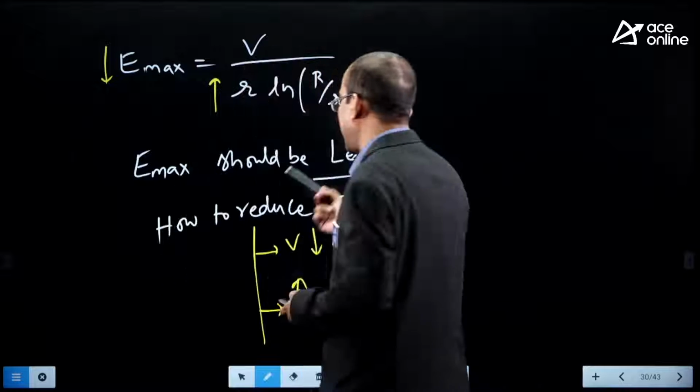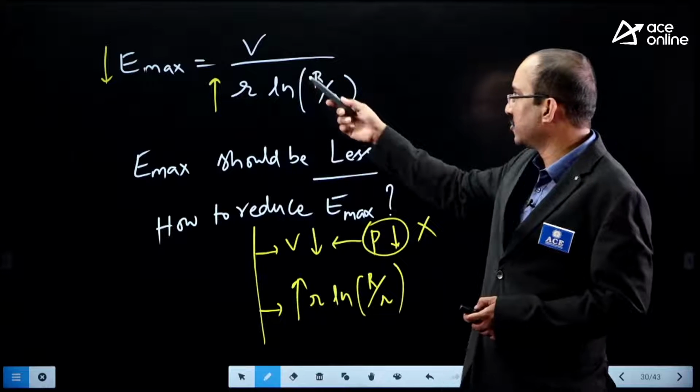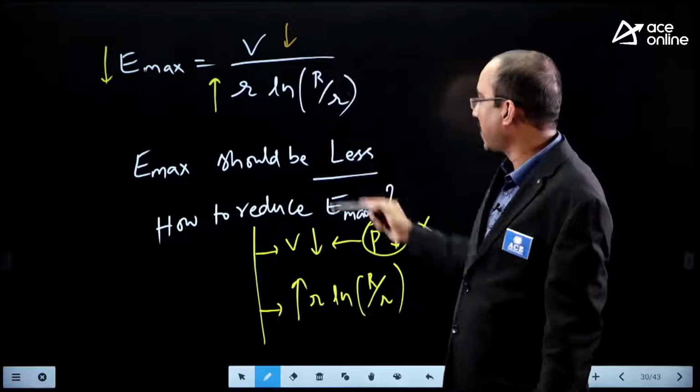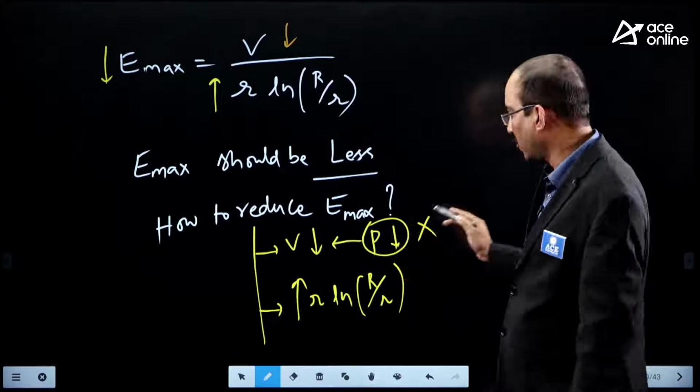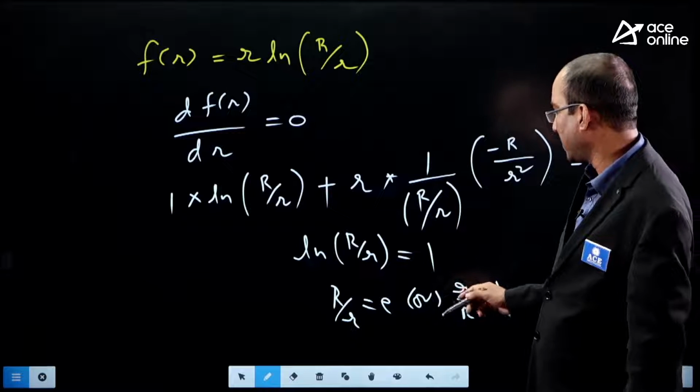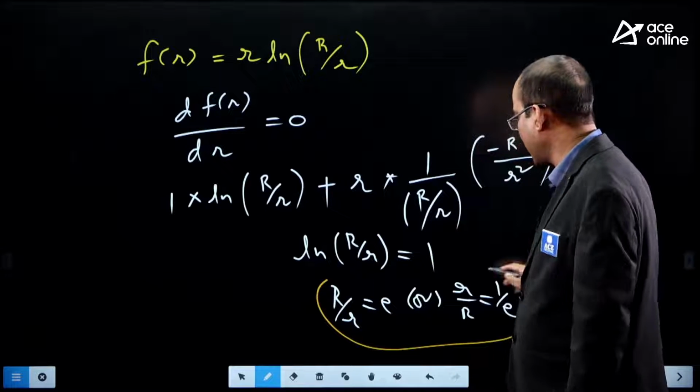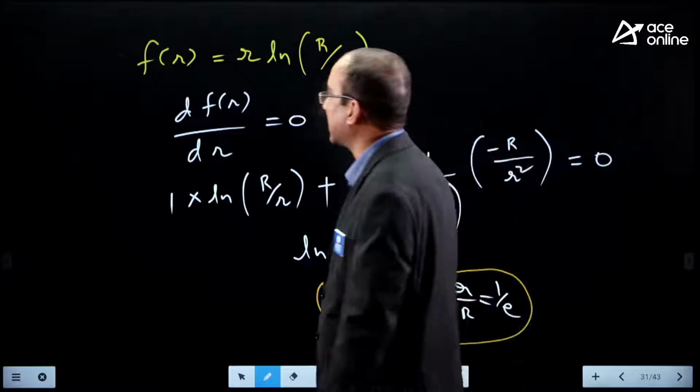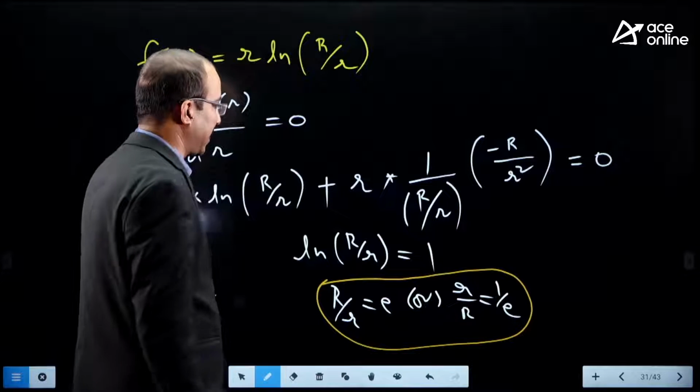In order to reduce the E maximum, either you need to reduce the operating voltage, but power handling capacity gets reduced. We don't prefer that. Maximize the denominator. If you maximize the denominator, you will get this condition. This is the condition for the most economical size of the underground cable.